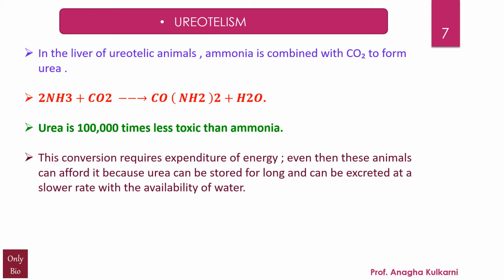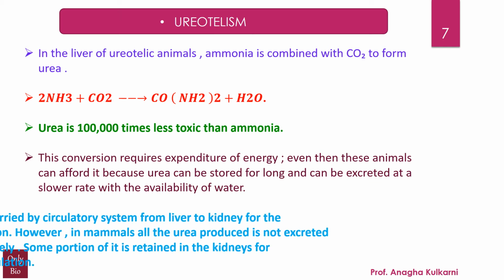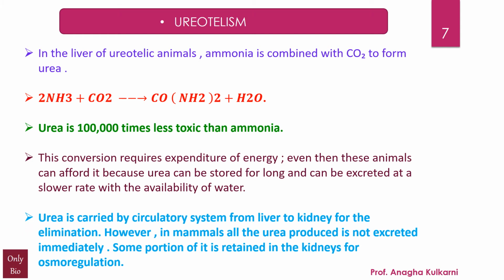Even then these animals can afford it because urea can be stored for long and can be excreted at a slower rate with the availability of water. Urea is carried by the circulatory system from the liver to the kidney for the elimination. However, in mammals, all the urea produced is not excreted immediately. Some portion of it is retained in the kidneys for osmoregulation. That's why I have taken up the example of shark. I hope you have understood it.